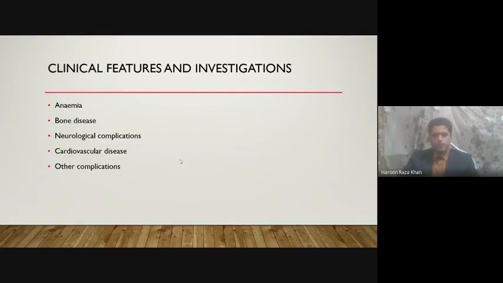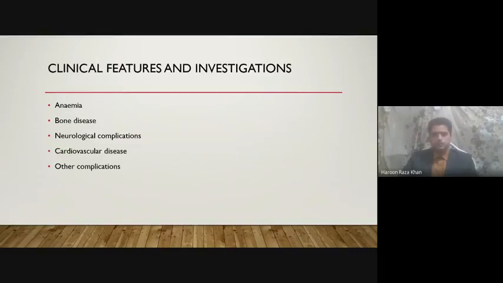First is anemia. Now, this anemia is primarily due to reduced erythropoietin production by the diseased kidney. If you remember, class, erythropoietin is the hormone that helps us in the production of red blood cells. This erythropoietin is actually secreted by our kidneys. So, reduced erythropoietin, reduced blood, leads to anemia. Also, shortened red cell survival, increased blood loss, and dietary deficiency of iron can also contribute to this anemia.